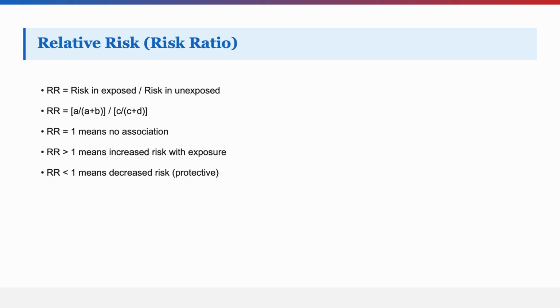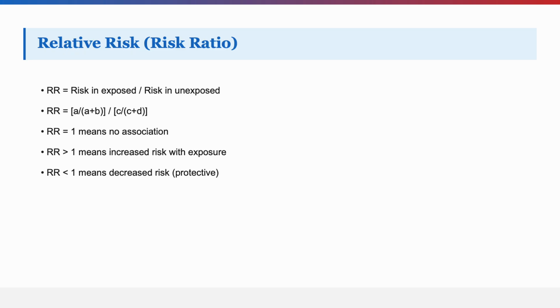Interpreting relative risk is straightforward. An RR of 1.0 means equal risk in both groups, no association. An RR greater than 1 means the exposed group has higher risk. An RR less than 1 means the exposed group has lower risk, the exposure is protective.